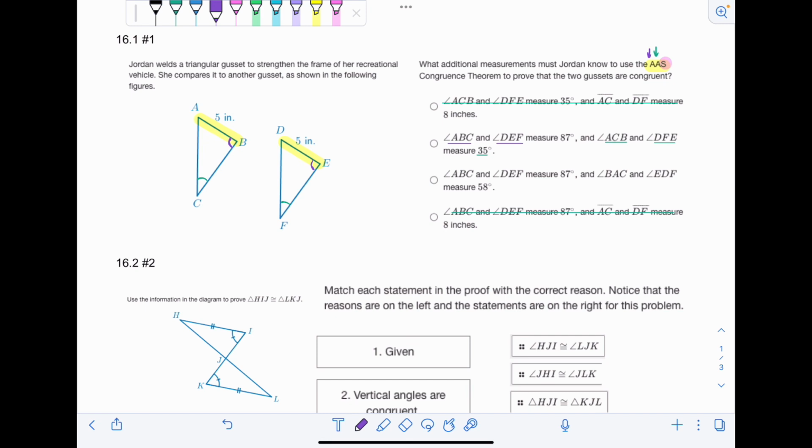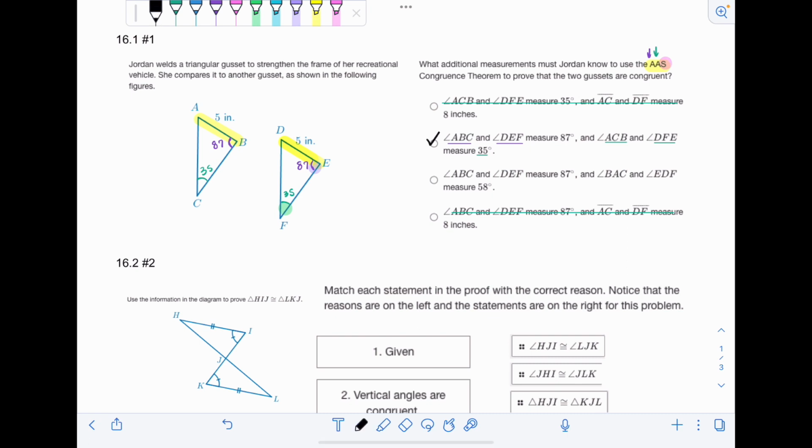So let's see, these would both be 87 degrees, and then these would both be 35 degrees. So that looks like it would totally work. So I have to have two angles and a side that's not included to use the angle side. So this is angle, angle, and then the non-included side up there. So that one's going to be our correct answer.